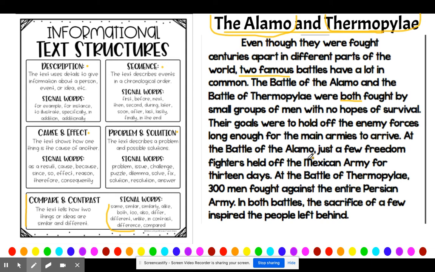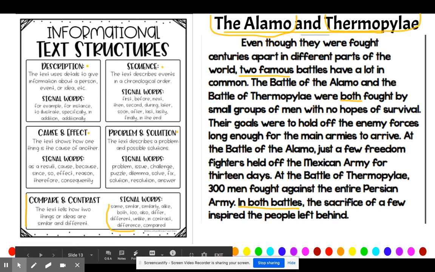It says, "The Battle of the Alamo and the Battle of Thermopylae were both fought by small groups of men with no hopes of survival. Their goals were to hold off the enemy forces long enough for the main armies to arrive. At the Battle of the Alamo, just a few freedom fighters held off the Mexican army for 13 days. At the Battle of Thermopylae, 300 men fought against the entire Persian army. In both battles, the sacrifice of a few inspired the people left behind."